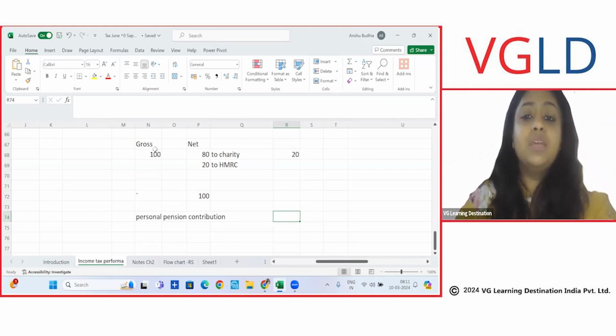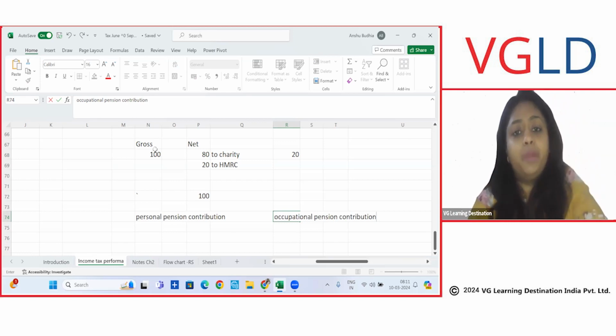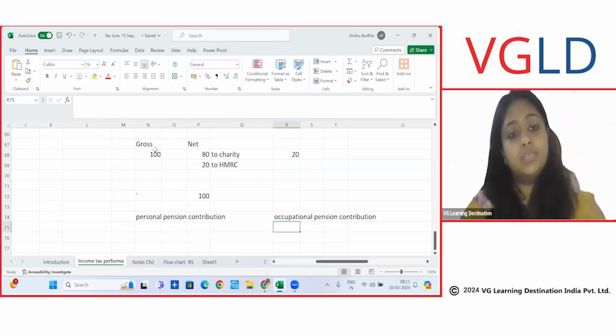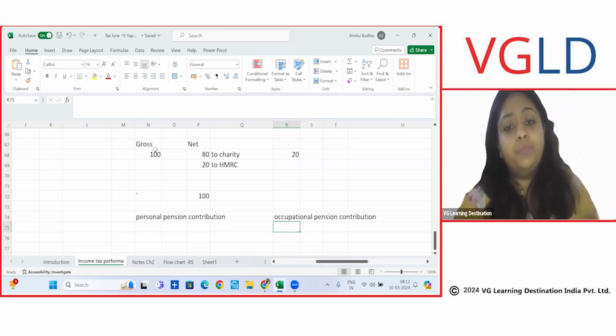There are two ways in which an individual can contribute. If I'm an employee working with a company, my employer will deduct pension contributions from the salary. Those pension contributions that the employer deducts are known as occupational pension contributions. Occupation is job. There is a chapter dedicated to pensions, where I'll cover all this in more detail. But right now, I just want to touch upon it. So occupational pension contributions are when the employer deducts pensions from the salary of the employee and it goes to the pension funds.